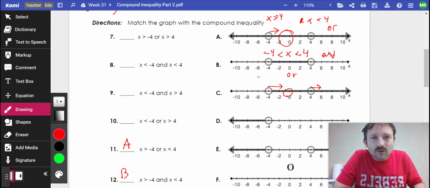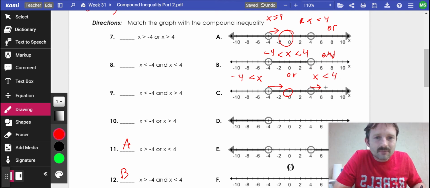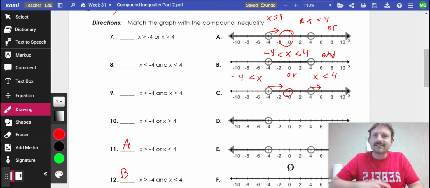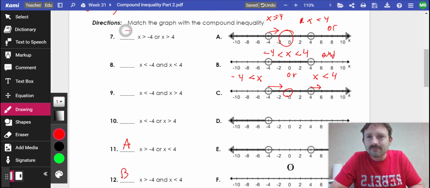So I know that this is going to be x is more than -4, but x is also more than 4. All right, well, I go over here, I see which one is more than. X is more than -4, or x is more than 4. Looks like it's C. 7 is C.